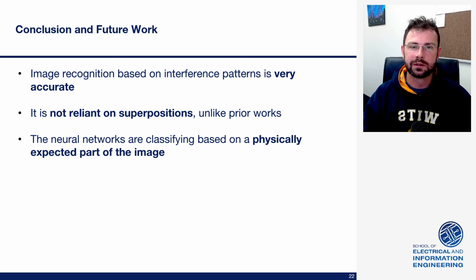In conclusion, the image recognition based on interference patterns is very accurate, even in turbulence, and it's not reliant on superpositions unlike all the other work out there. This is cool because we're not throwing away half of our mode space. And the neural networks are classifying based on a physically expected part of the image, not just the size of the beam, for example, or the number of petals.